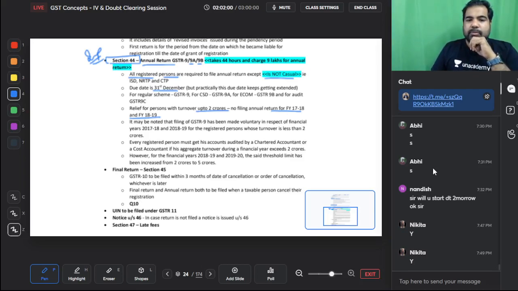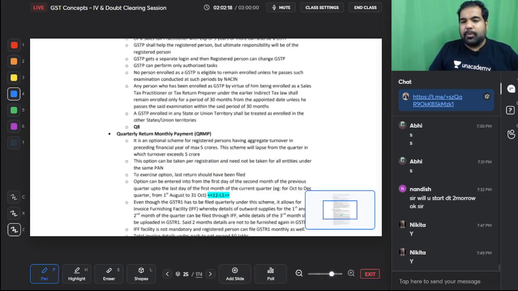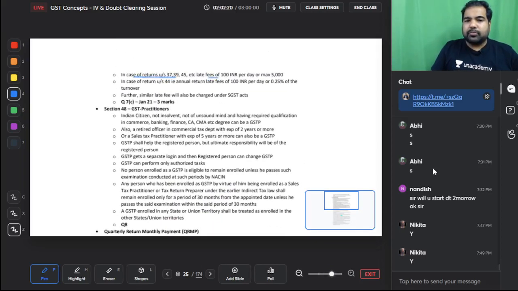Next, final return, section 45, GSTR 10, within 3 months from date of cancellation, date of order of cancellation, whichever is later. Final return and annual return both have to be filed. Final return is additional return whenever the GST is being cancelled. Notice comes in section 46 and late fees have to be paid in section 47. 100 per day of 5,000 or 100 per day of 0.25 in case of annual return.